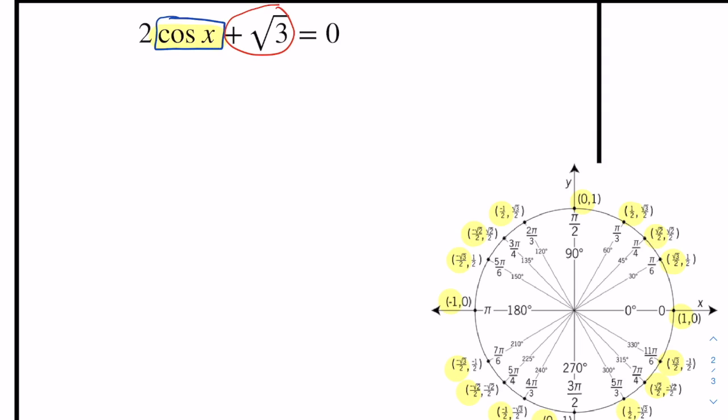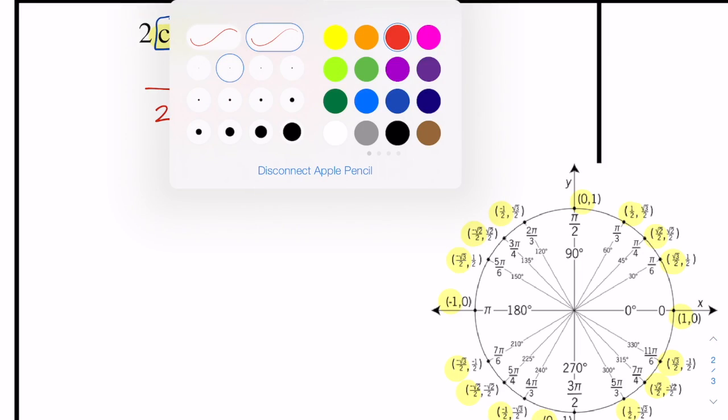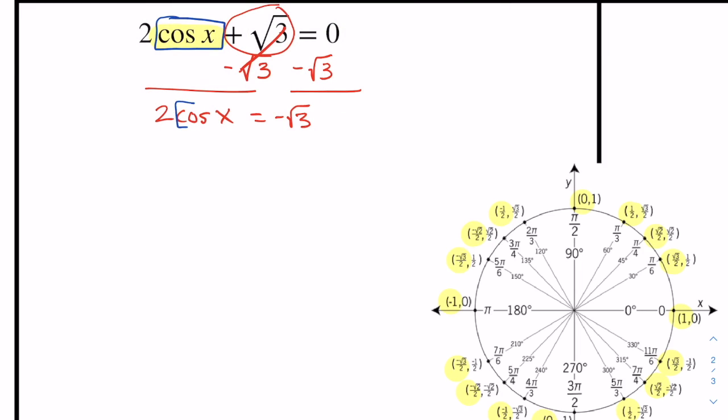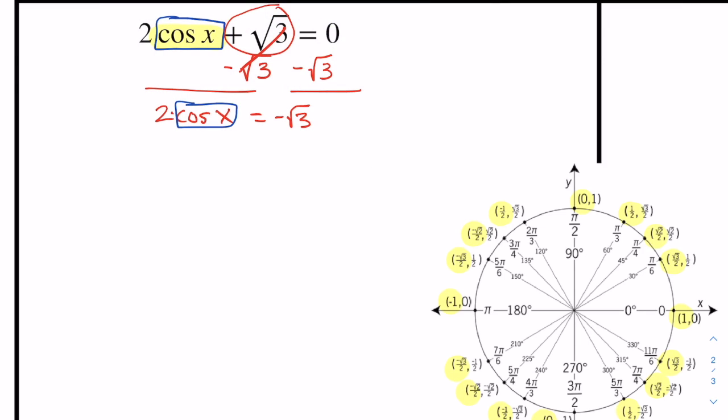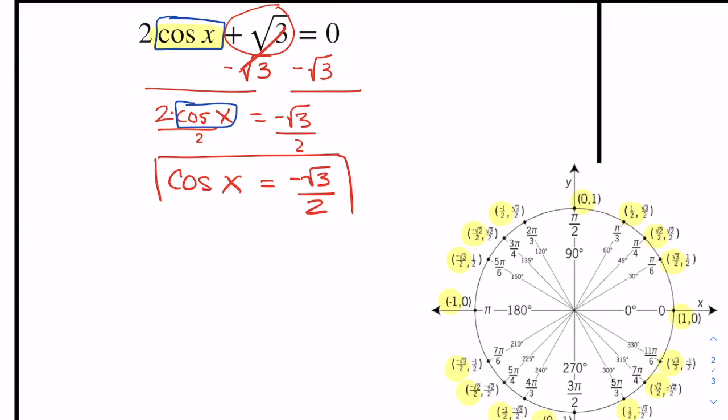So the opposite of doing plus would be minus. Whatever I do to one side, I do to the other. So that'll leave me with 2 cosine x equals negative radical 3. And again, the goal is to get cosine by itself, so I still have a 2 stuck in the front. So how would I get rid of multiplication by 2? I would divide by 2. And so really, this is just another way of saying cosine x is negative radical 3 over 2.